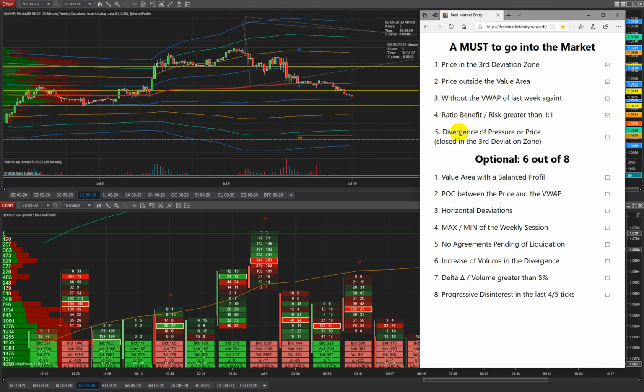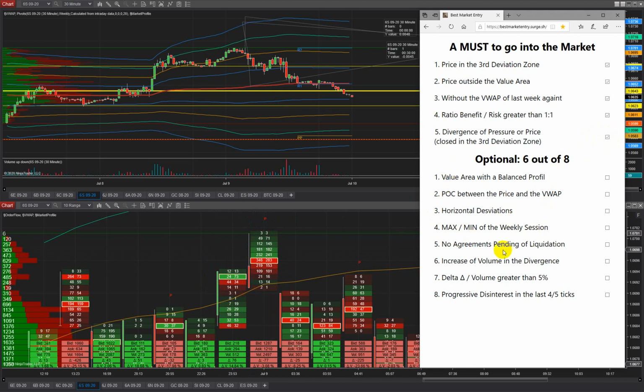But later we're gonna see if we have a divergence of pressure or price. It's the only one that we look at. So we got the pressure is negative, the delta is negative, but the price, according to the next candle or the previous candle, is positive. So we gotta go there.